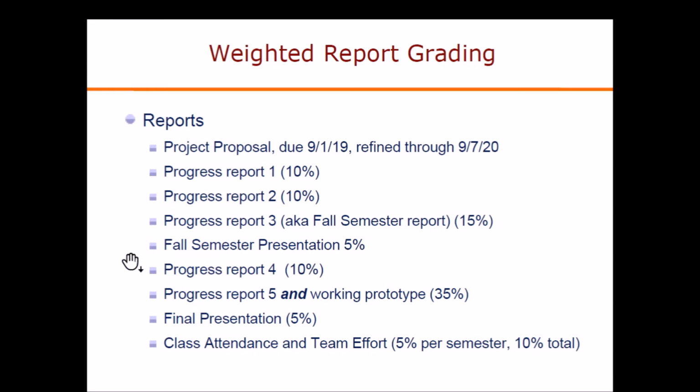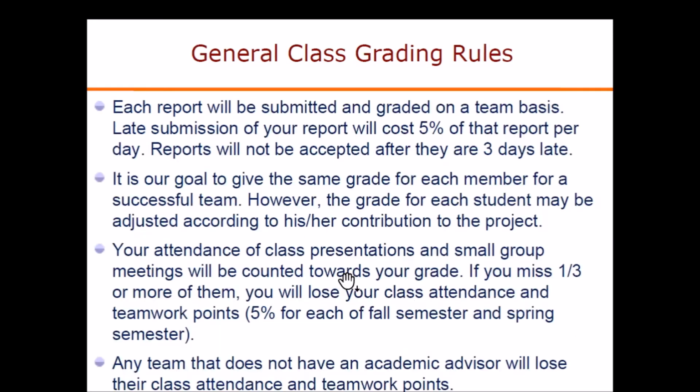We go through another 10% report, and we have a big chunk here, 35%, for progress report 5 and a working prototype. And then this is for our final presentation. Also 5%, and we get an amount for attendance and teamwork, 5% each semester, so 10% of your total grade. So you can see here that this working prototype and your final report is worth a huge chunk of your grade, right? And remember, that's a grade for 2 classes, so you really want to make sure that you bang up the job right here and do a great job.